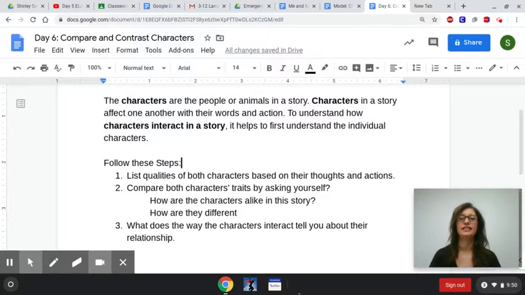Today is day 6, and today we are going to compare and contrast characters.